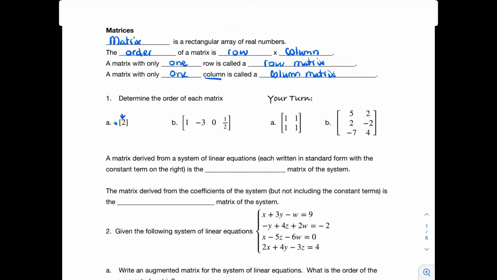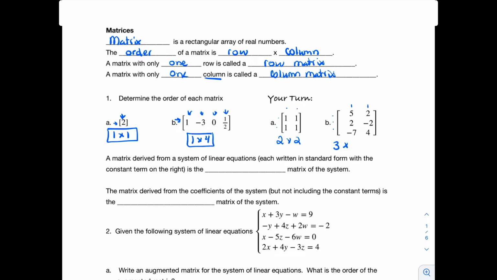Okay, first you look at the number of rows, which is 1, and the number of columns is 1. So this is a 1 by 1 matrix. And for example B, there is again 1 row, but there are 4 columns. So this is a 1 by 4 matrix. Okay, your turn. For example A here, we have 2 rows and 2 columns, so this is a 2 by 2 matrix.